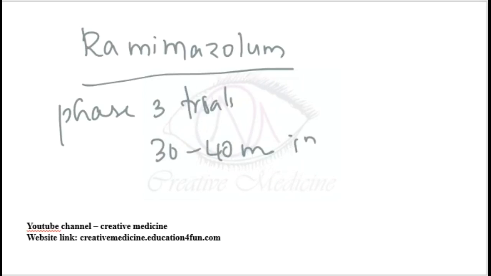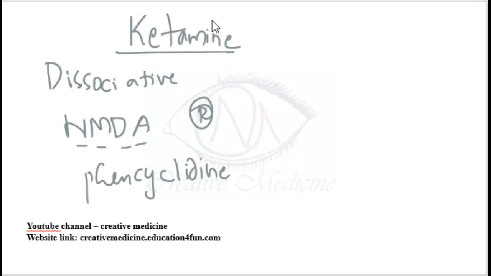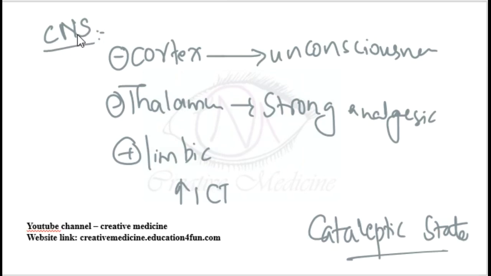Summary about ketamine. Ketamine is a dissociative anesthesia. It is NMDA type. It acts on NMDA receptors. It is a phencyclidine derivative. Systemic effects on CNS.